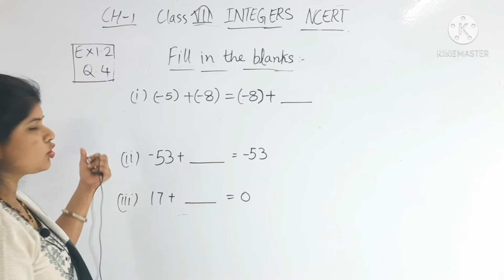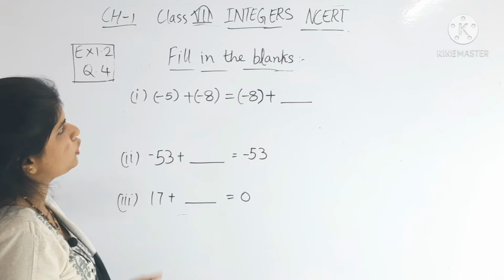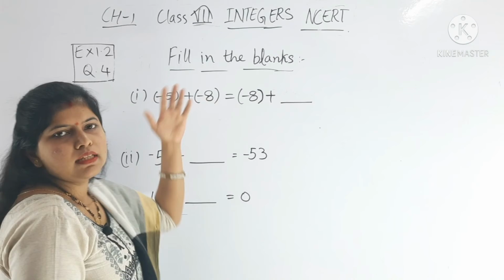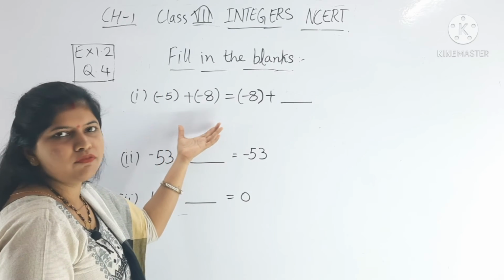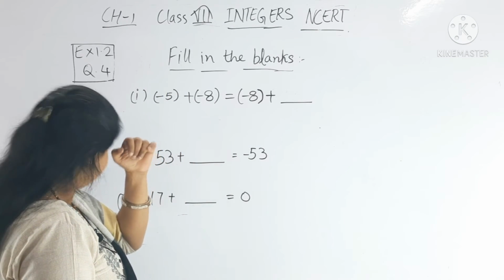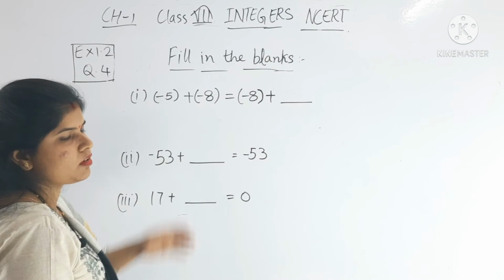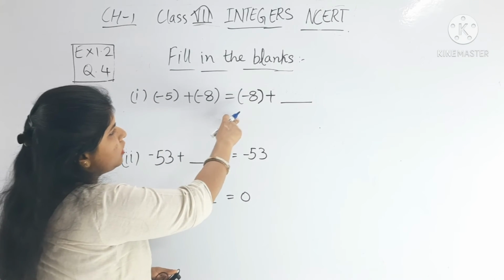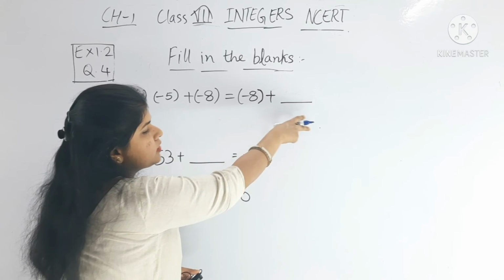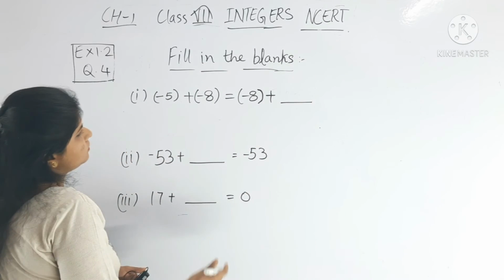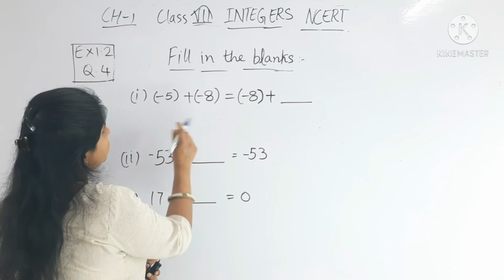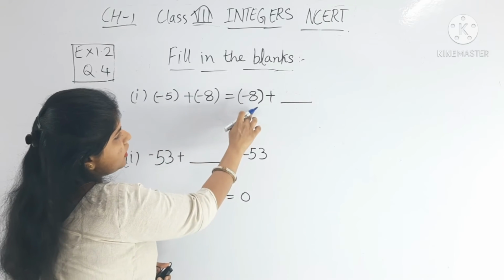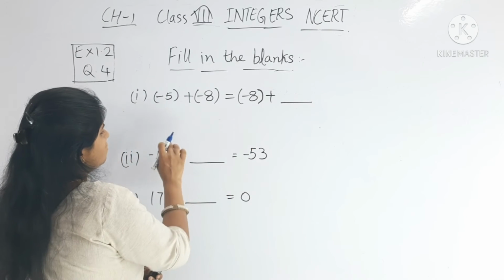Now let's move to question number 4 of exercise 1.2. This is the fill in the blanks. It is very simple fill in the blanks. Just go through the first part. What it says: minus 5 plus minus 8 equal to minus 8 plus dash. Here we can see that here is also minus 8 and here is also minus 8.